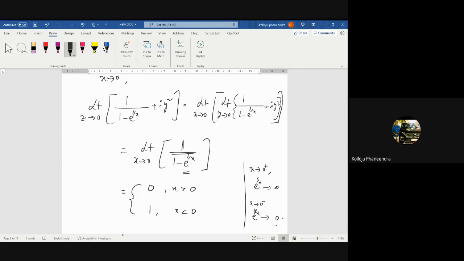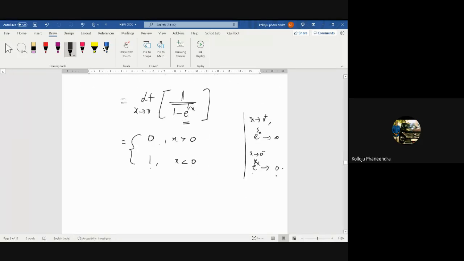Got it? Once again, e power 1 by x when x is going to 0 plus means positive values, e power 1 by x tends to infinity, so something by infinity is 0. When x is negative, e power a negative value tends to 0. So when x is less than 0, this value is 1. It is also not unique. Therefore, since the limit is not unique, it does not exist. Okay, this is the concept of limit. Any doubts?